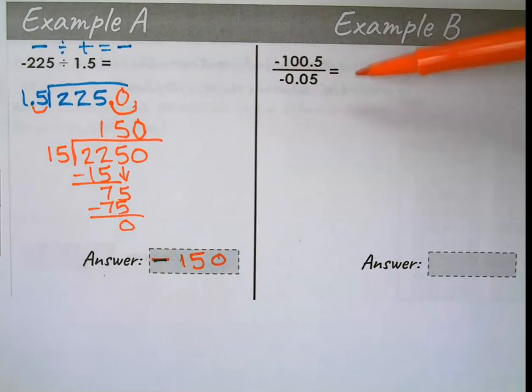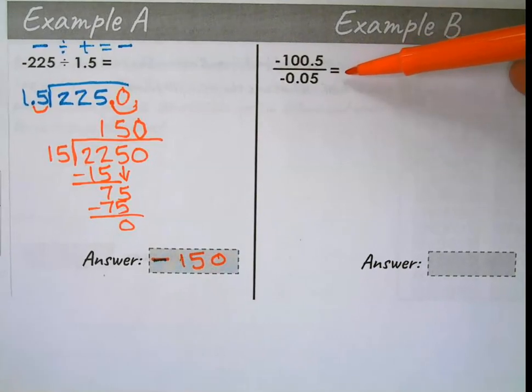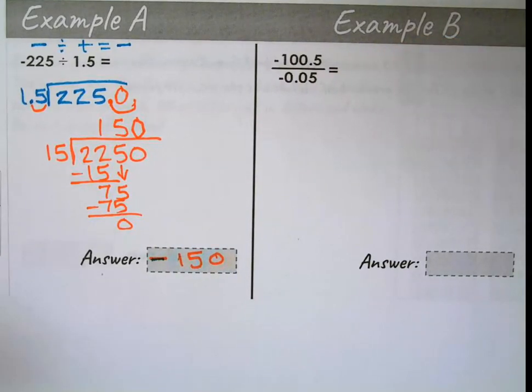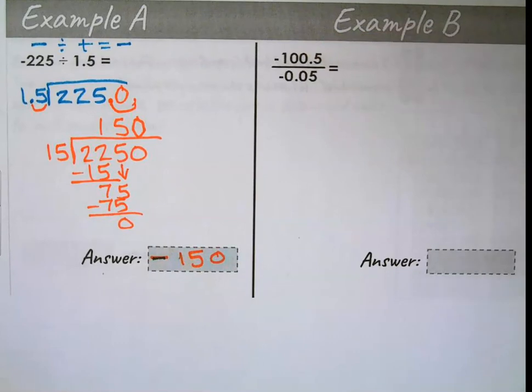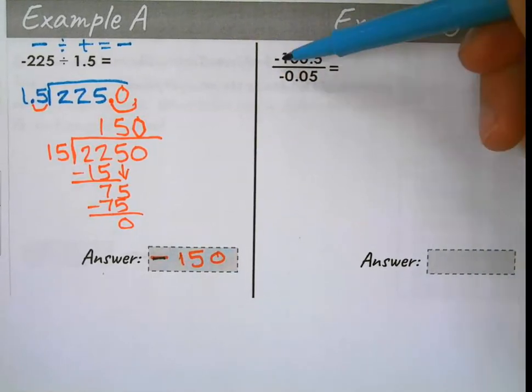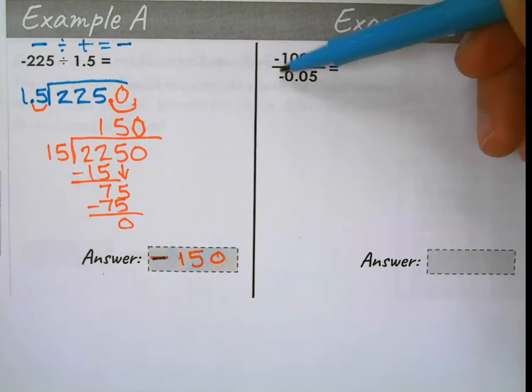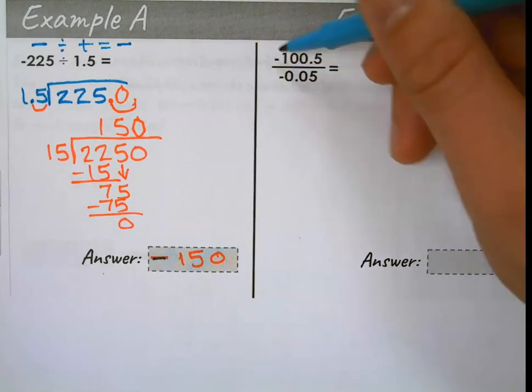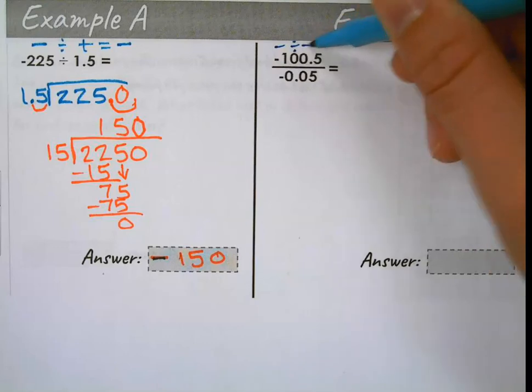Example B is still a division problem. It's just written a different way. You may not have realized it, but all fractions are really just division problems. It's top in, bottom out, like you've heard us say a lot of times. Okay, so first thing I want to do is look at my signs. I have a negative divided by a negative.